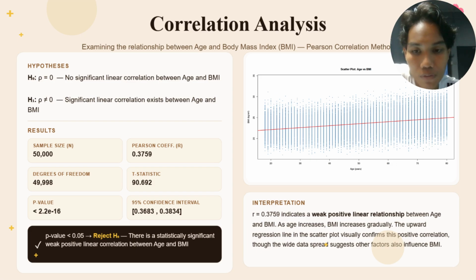The R-value of 0.3759 indicates a weak positive linear relationship between age and BMI, meaning that as a person gets older, their BMI tends to gradually increase. However, since R is not close to 1, we acknowledge that age alone does not fully account for BMI variation.